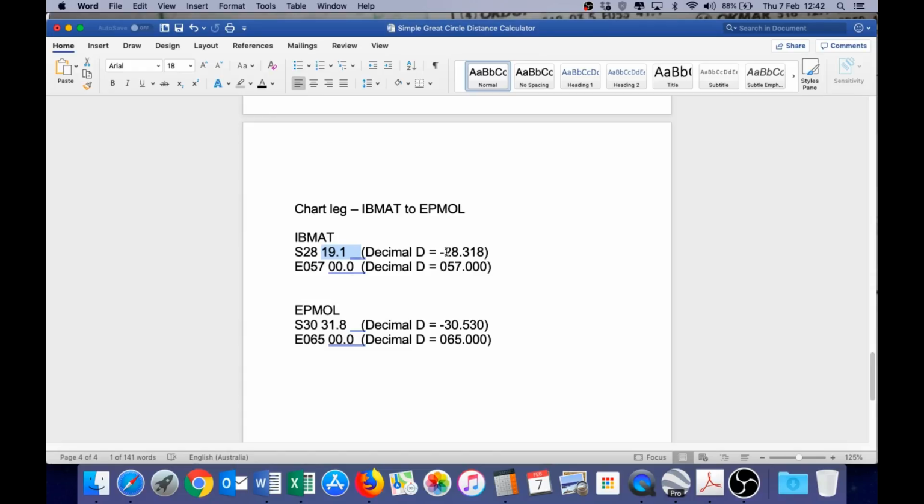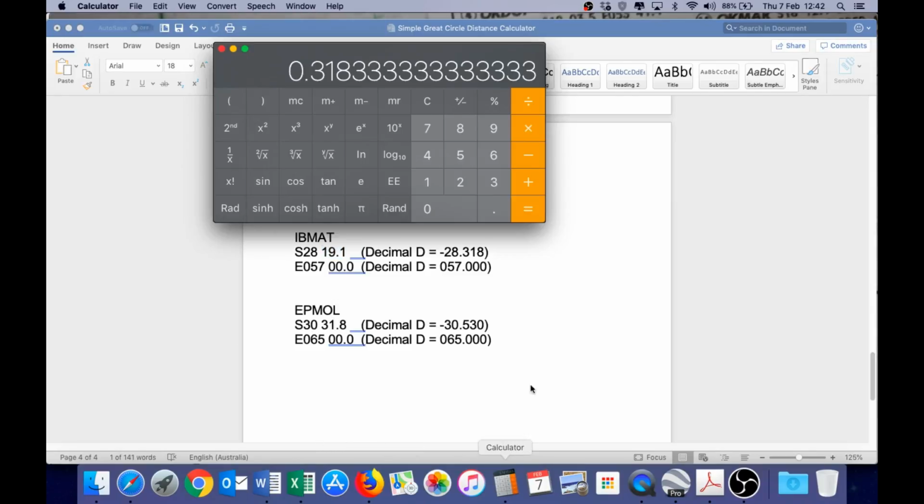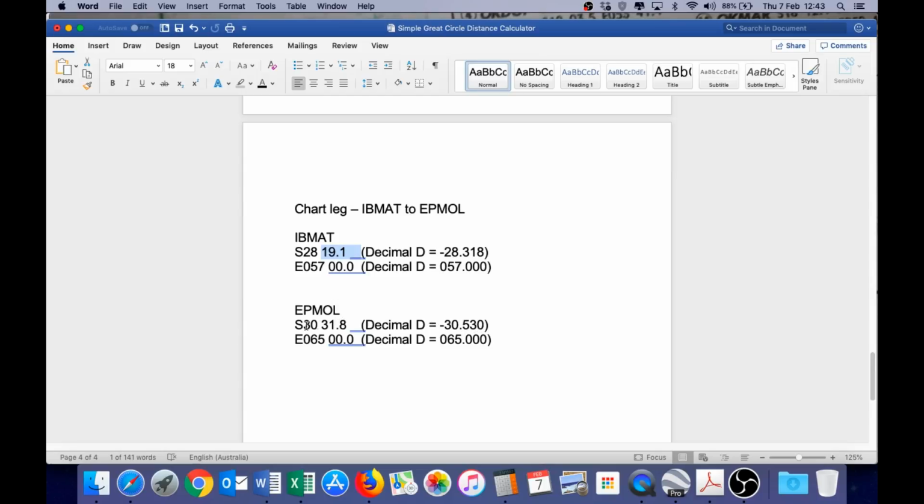You'll notice I have a minus sign because the calculator requires a negative sign for anything south of the equator and a minus sign for any longitude that is west of the prime meridian. So east longitudes are positive numbers and west longitudes are negative numbers. And we convert the latitude for EPMOL the same way, 31.8 divided by 60 gives us 0.53. So we add that 0.53 to the end of 30, and our decimal degrees is minus 30, being in the southern hemisphere, 0.530 degrees. Let's put that into the calculator.